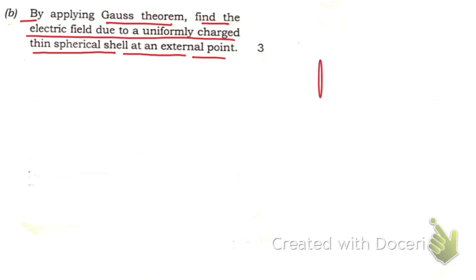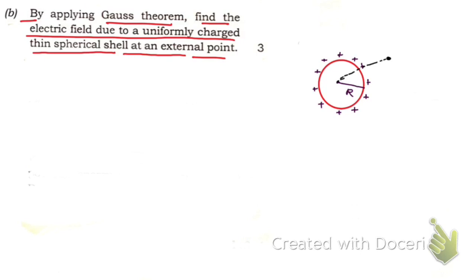So let us draw a sphere here. Suppose it is positively charged, and charges are continuously distributed over its surface. Let its radius be capital R, and we have to find the electric field at a point outside the sphere. Suppose this point is P.